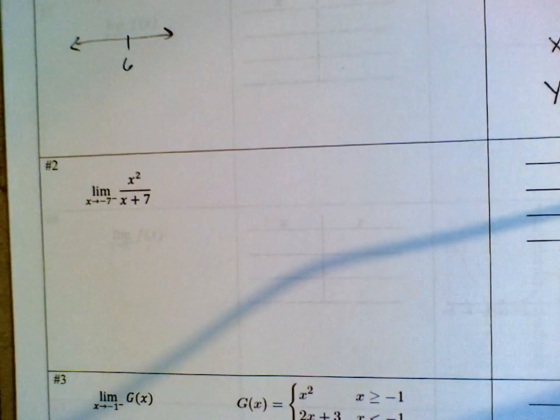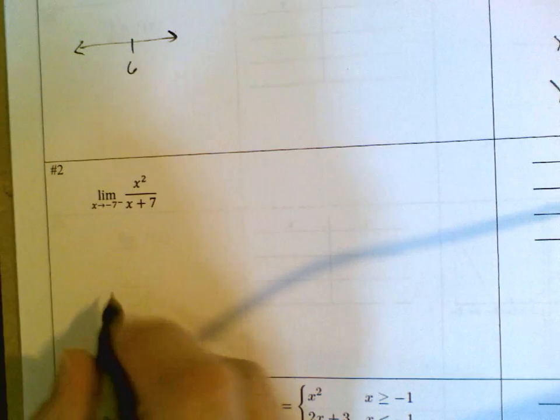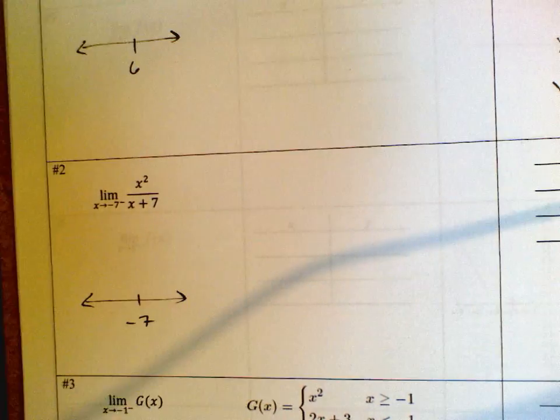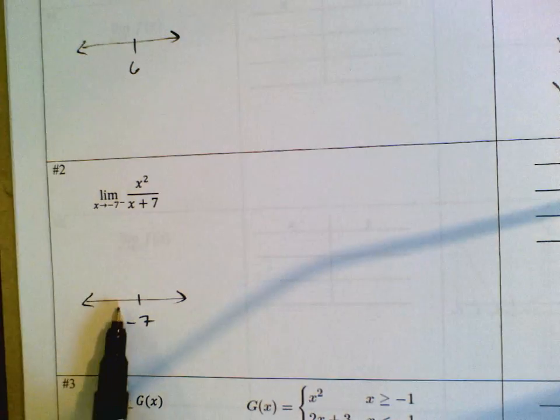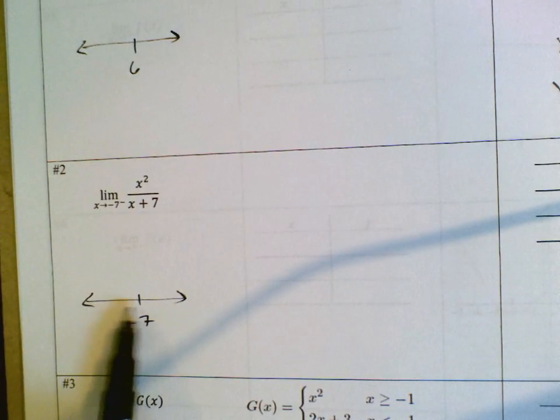Okay, so here's the next one. The limit as x approaches negative 7 from the left of the function x squared over x plus 7. You might not feel the need to do this, but I'm going to draw a little number line just so I can imagine the x values to the left of negative 7.